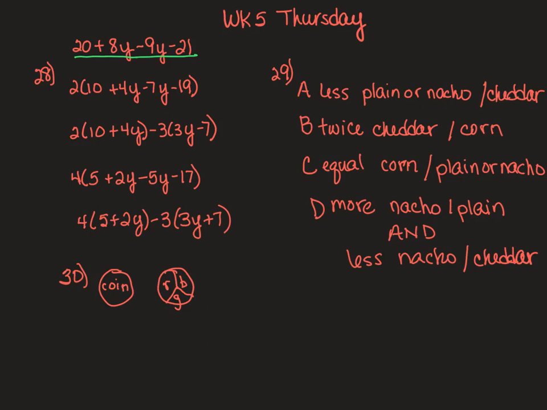Okay, so here we go. In each one you are actually distributing. In all of them, you have parentheses, so you're distributing. In this first one, I have 2 times 10, okay, and that's 20. Sounds good. 2 times 4y, that's 8y. Sounds good. Now 2 times negative 7y, is that going to be negative 9y?